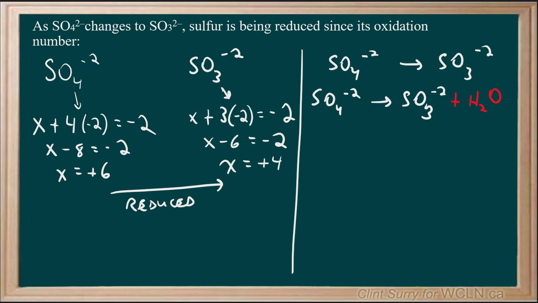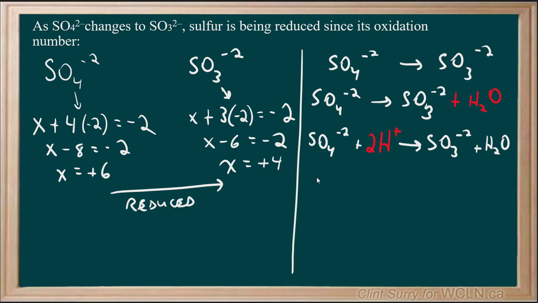Now, in order to balance the hydrogens, we're going to add hydrogen ions to the other side. So we have SO4 minus 2 plus 2 hydrogen ions gives us SO3 minus 2 plus H2O. So we're going to look at the charge on both sides. We have a minus 2 and then 2 plus 1s, or plus 2, for a total of 0 on the left side. We have minus 2 on the right side.